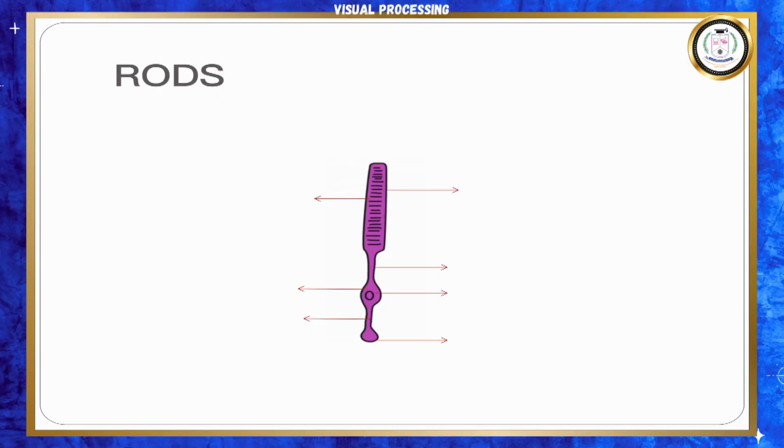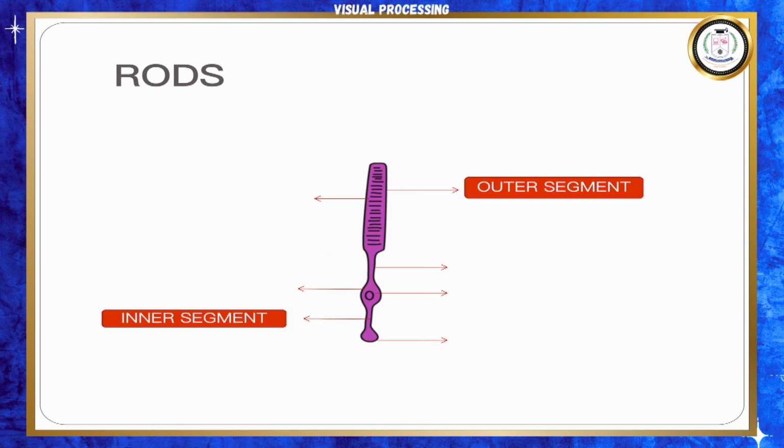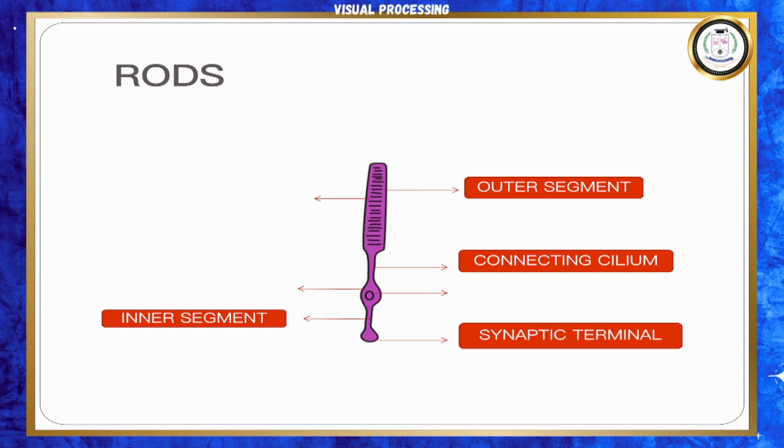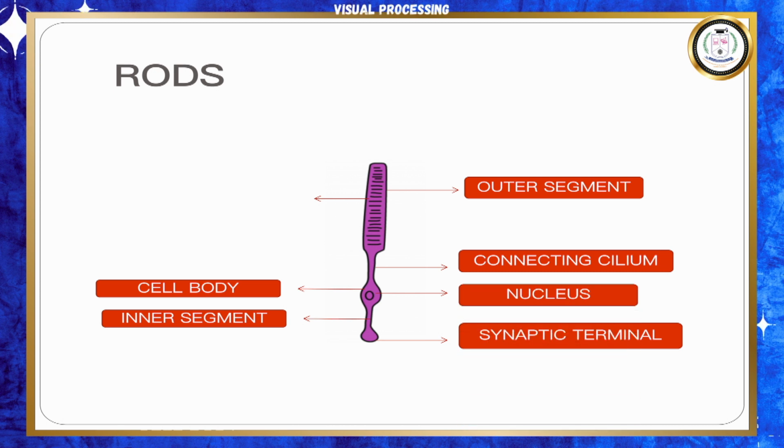We have a pictorial representation of rods. Let's see about it. First comes the outer segment and the inner segment, and the structure connecting the outer and the inner segment is called the connecting cilium. And we have a synaptic terminal which is small, and the cell body which possesses a nucleus, and we have discs inside the outer segment.